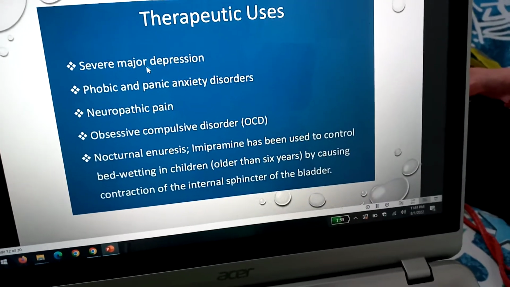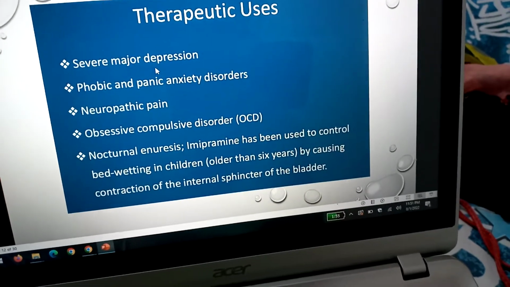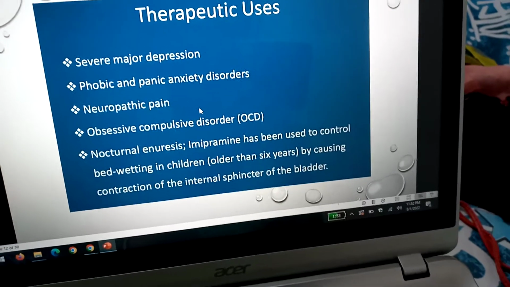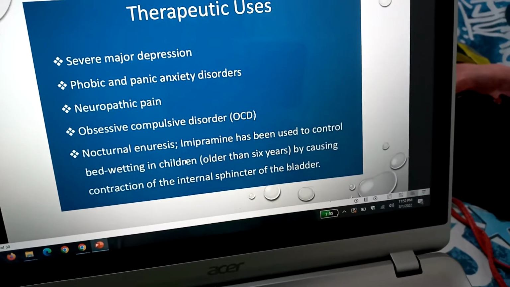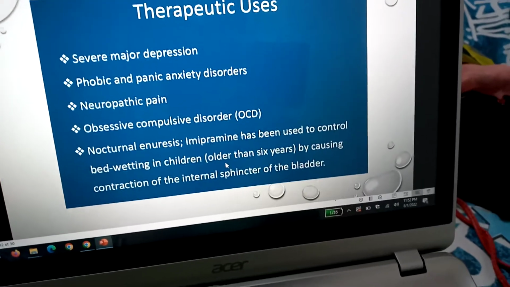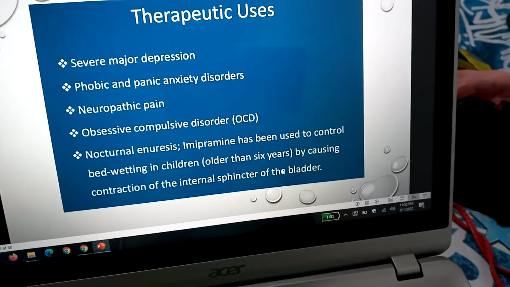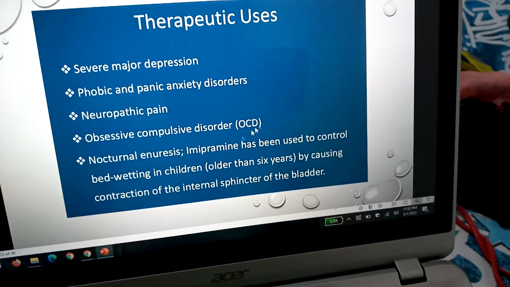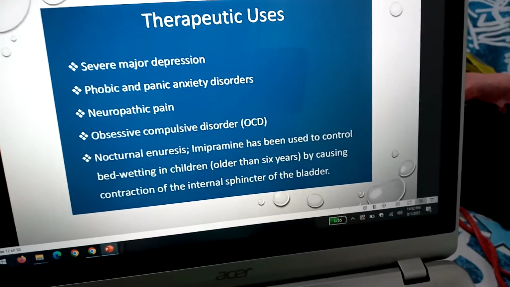Therapeutic uses. The clinical uses of tricyclic antidepressants are mainly in severe depression, phobic and panic anxiety disorders, neuropathic pain, nerve pain, obsessive compulsive disorder, nocturnal enuresis. Imipramine has been used to control bedwetting in children who are older than 6 years by causing contraction of the internal sphincters of the bladder. So by this mechanism, the bedwetting abnormality of children of age 6 and above can be inhibited.